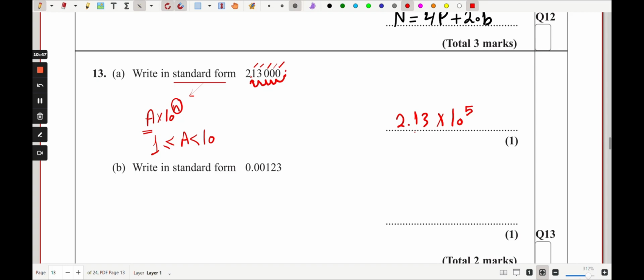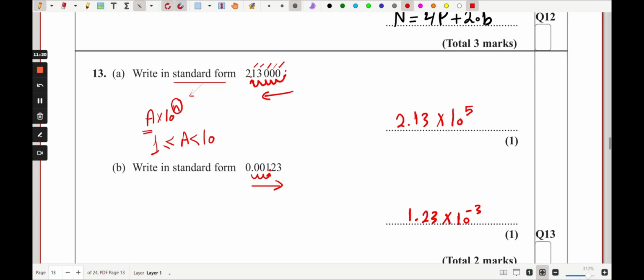Now down here, write in standard form. Writing it in standard form, we should move this decimal point 1, 2, 3 places and put it between 1 and 2, because now 1.23 is greater than 1 and less than 10. So it will be 1.23 times 10 to the power of minus 3, because we moved it to the right. If we moved it to the left, the power is positive. Moved it to the right, the power is negative.